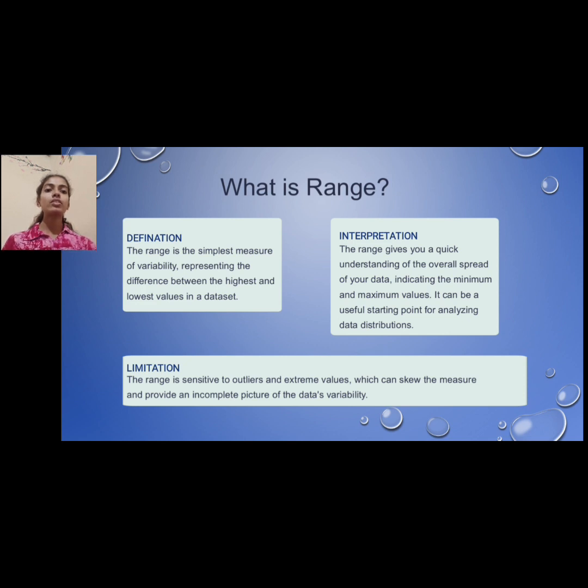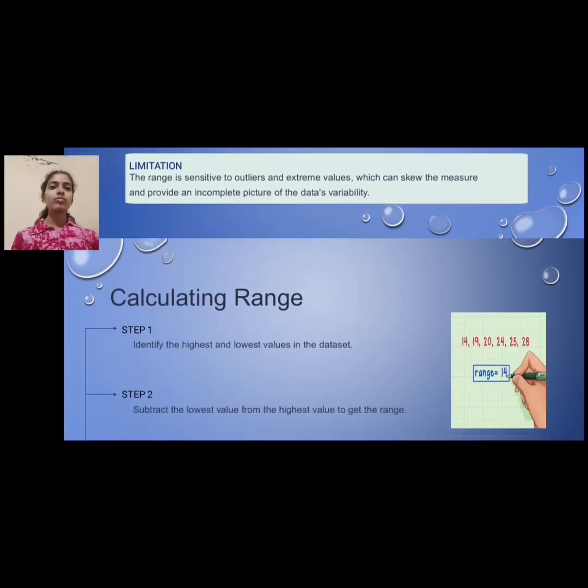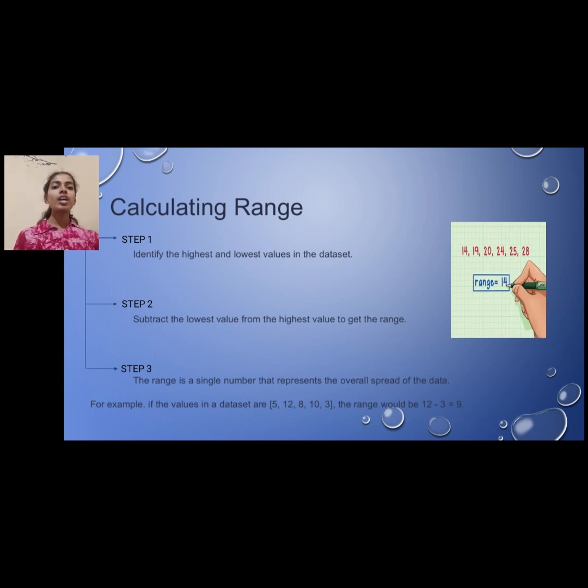The range is sensitive to outliers and extreme values and provides an incomplete picture of the data's variability. Calculating range: identify the highest and the lowest value in the dataset. Subtract the lowest value from the highest value to get the range. Range is a single number that represents the overall spread of the data.